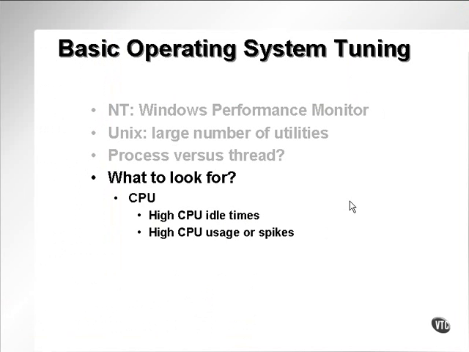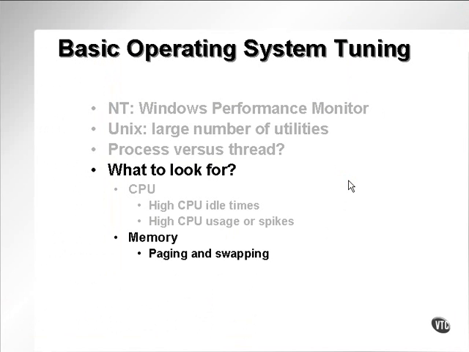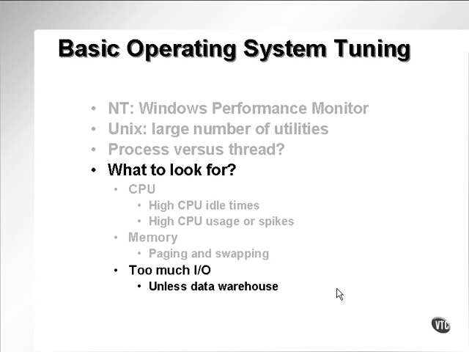You get similar tools on Unix for doing the same sort of thing, both graphical and non-graphical. The most important thing to look for is really CPU usage. Memory is not nearly as fast as the CPU, however, what you're looking for is paging and swapping. We'll find out what paging and swapping are in a later movie. And obviously you're looking for too much I/O, too much disk activity. It could mean that things are swapping in and out and you don't have enough memory, or it could simply mean that you're running a data warehouse which is highly I/O intensive anyway.